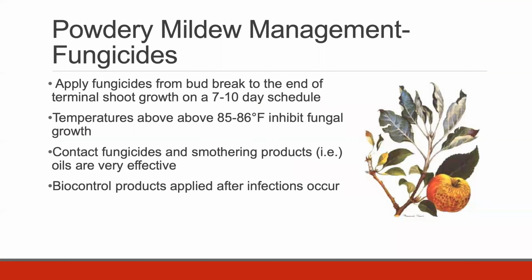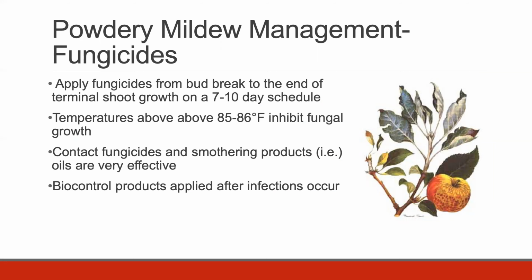So the application of fungicides begins early in the season and will reduce the amount of primary inoculum that can be dispersed through the orchard. Applications of fungicides occur on a 7 to 10 day schedule, beginning at bud break and continuing to the end of terminal shoot growth, which is around June in central Ohio.